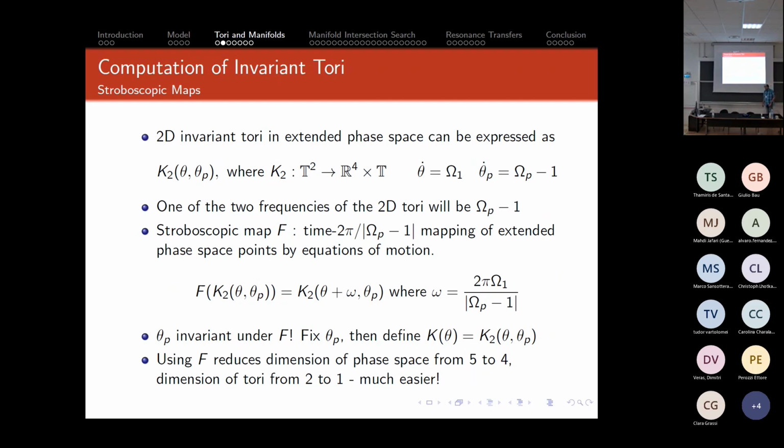And this reduces the dimensionality of the tori from 2D flow tori to 1D map invariant tori, and the phase space to 4D.